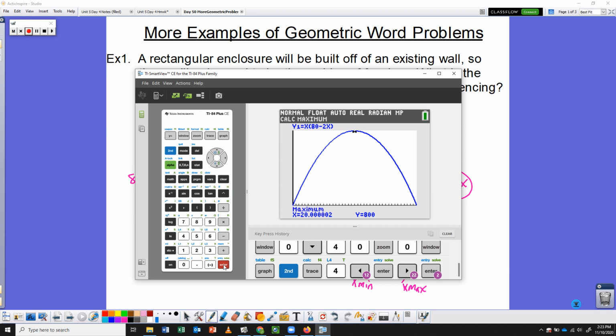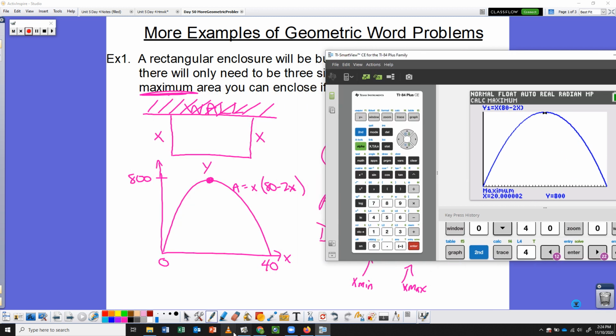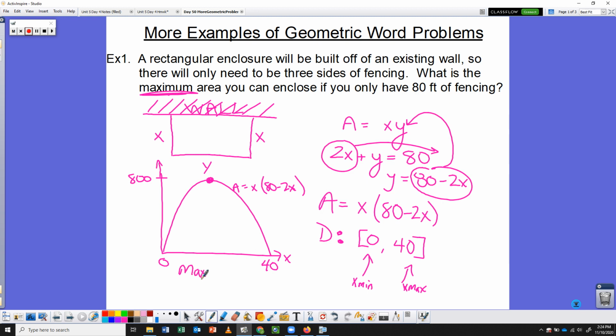And it turns out your maximum area, which is the y coordinate, because remember the y equation is set equal to the area, y is equal to 800, that is going to be your maximum area. So to answer the question, the max area that you can enclose is going to be 800 square feet. And that happens right here. When x was 20, my y value was 800. Okay, so there's our first problem.